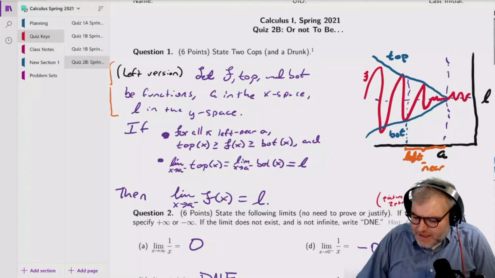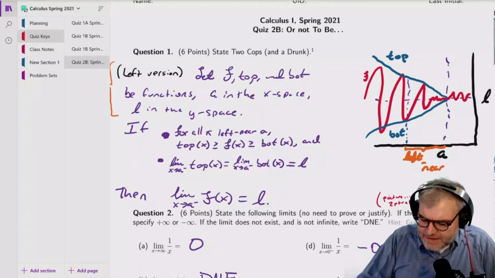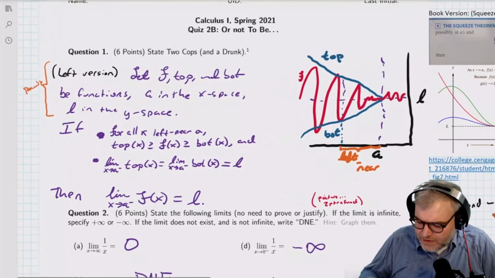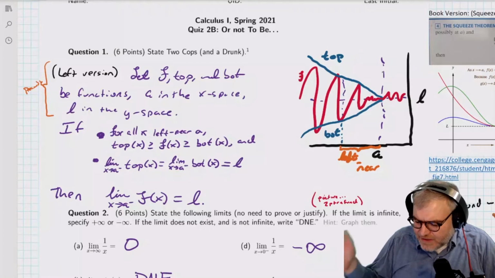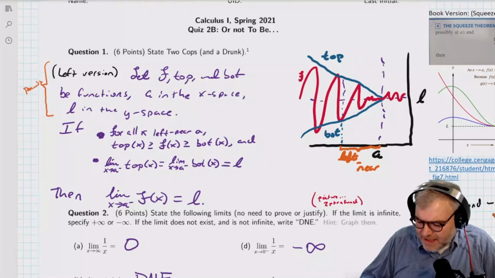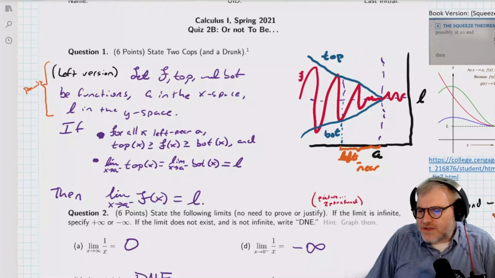So the statement: let f, top, and bot be functions. This is all preamble. a is some number in the x space, L in the y space. If for all x left near a, top of x is bigger than f of x, which is bigger than bot of x, and the limit as x goes to a from the left of top of x equals the limit as x goes to a from the left of bot of x equals L, then the limit as x goes to a from the left of f of x equals L. There's the little picture.